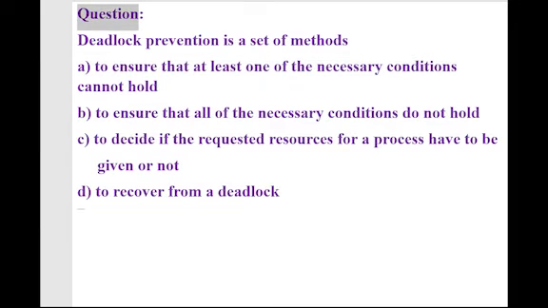Question. Deadlock prevention is a set of methods. A. To ensure that at least one of the necessary conditions cannot hold. B. To ensure that all of the necessary conditions do not hold. C. To decide if the requested resources for a process have to be given or not. D. To recover from a deadlock. Your time starts now.